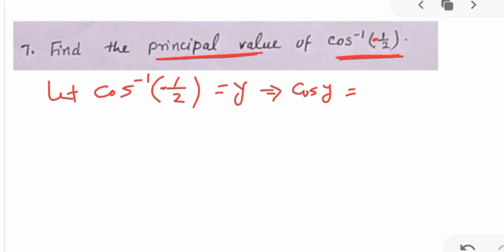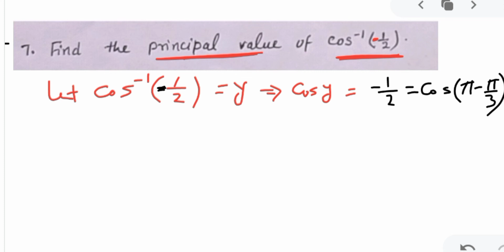Okay, the question was typed wrongly. It is minus 1 upon 2. So we have to find the principal value of cos inverse minus 1 upon 2. If cos inverse minus 1 upon 2 is y, then cos y is equal to minus 1 upon 2. And 1 upon 2 is the value of cos pi upon 3. So minus 1 upon 2 will be the value of cos of pi minus pi upon 3.